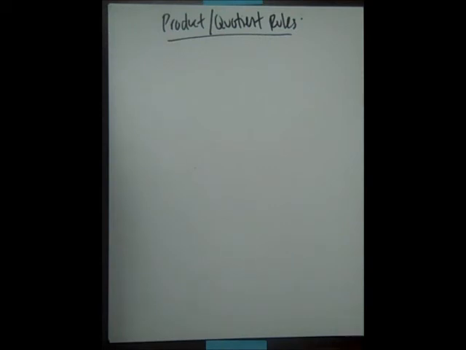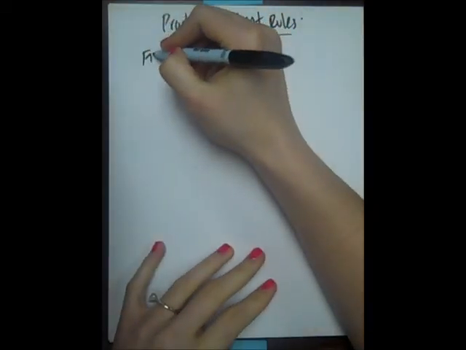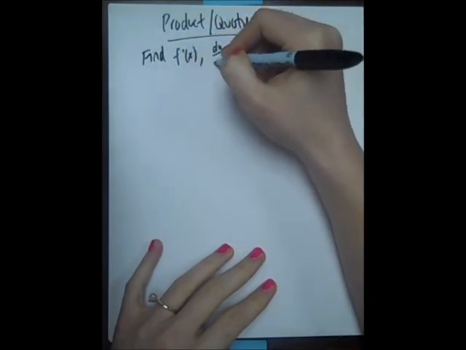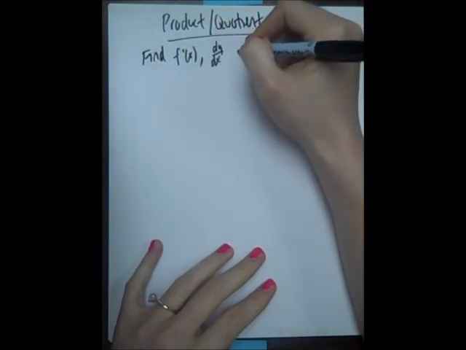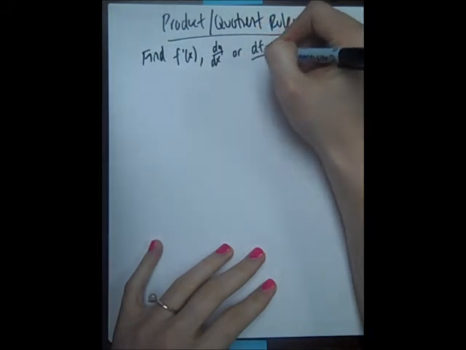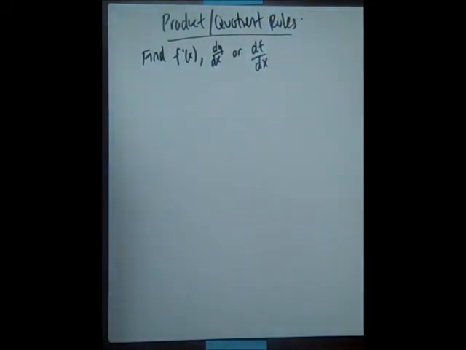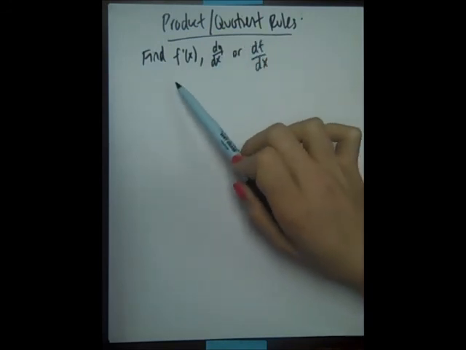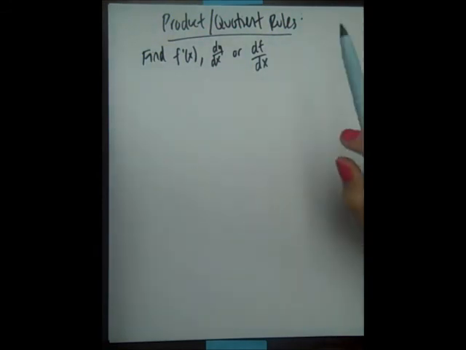The idea behind this is that we're trying to find f prime of x, or dy dx, or df dx. They're all the same thing. They just mean the derivative of your function. Here we call it y. Sometimes you'll have the function as y equals something in terms of x, but we're just finding the derivative. We want to find these, but we don't want to take a limit.